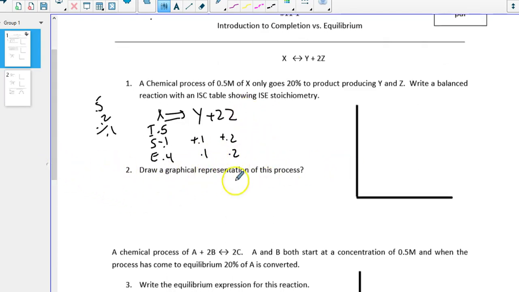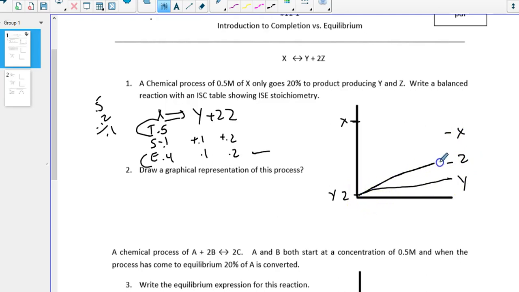Let's draw this out. Starting, this would be my initial stuff, and this is my ending stuff. Initially I have all 0.5 of X, none of the Y, and none of the Z. At the end, where is everything? I got 0.4, 0.2, and 0.1. This would be the Y, this would be the Z, and this would be the X. Then you just connect your lines up. That was the Y, that's the Z, and that's the X. Of course, these would continue flat from this point, and this is the point where equilibrium is established.